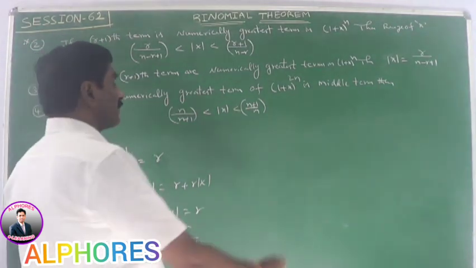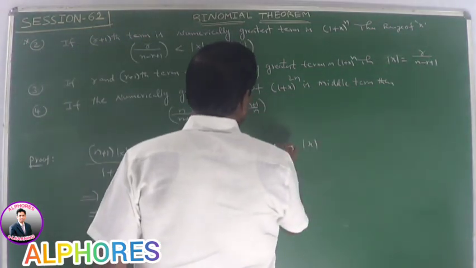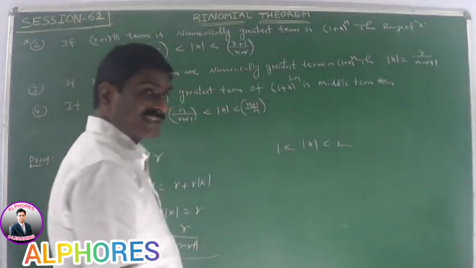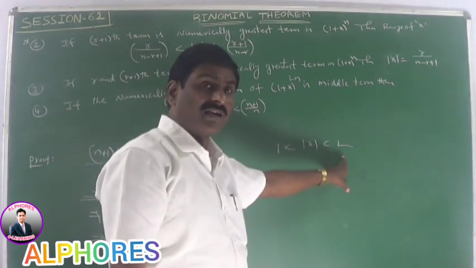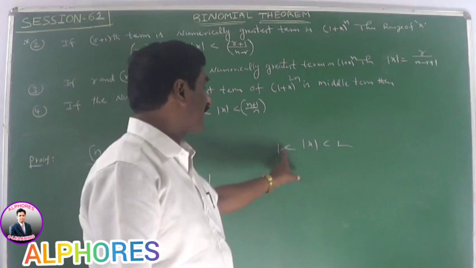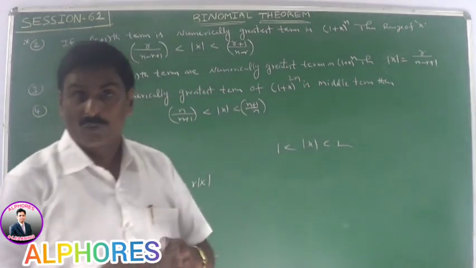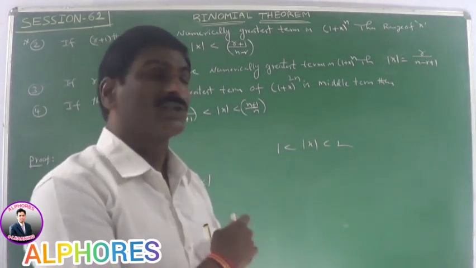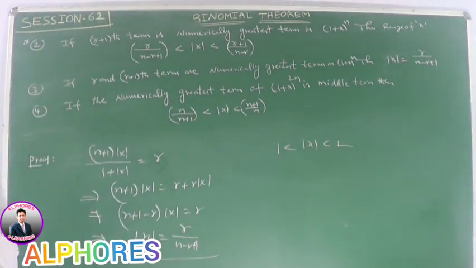In the same way, in the previous case, suppose the mod x value lies between 1 and 2. What is the range of x? x belongs to 1 to 2 union minus 2 to minus 1. If a is less than mod x less than b, x belongs to a to b union minus b to minus a. By using that property, we find the range of x.